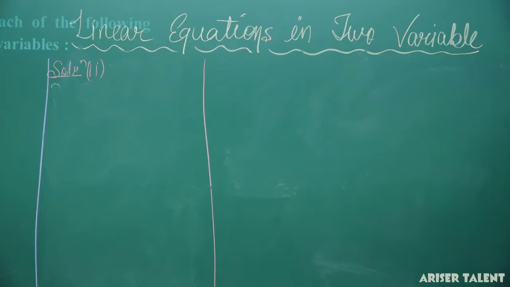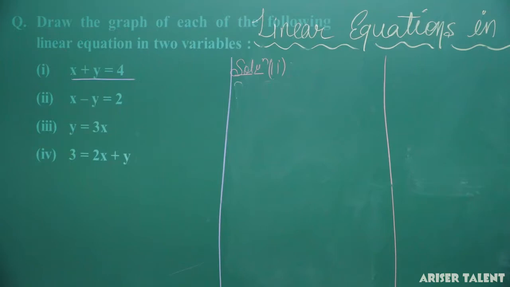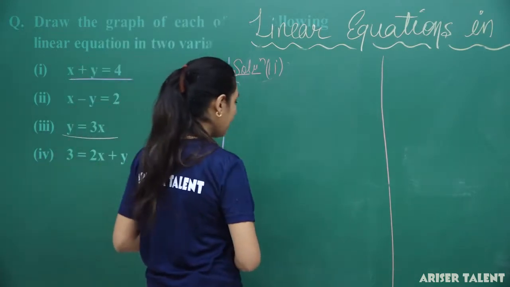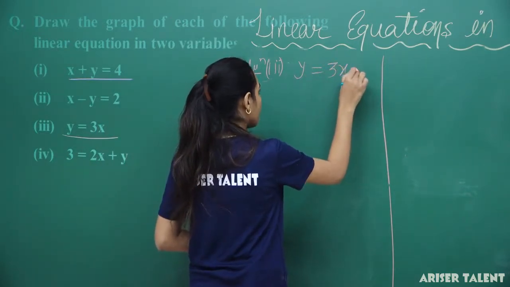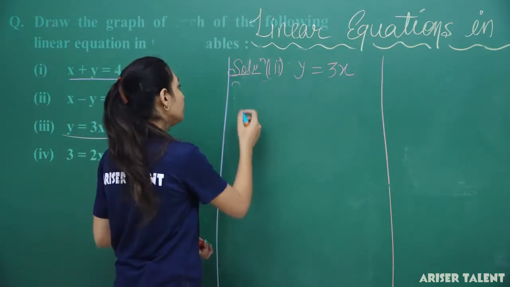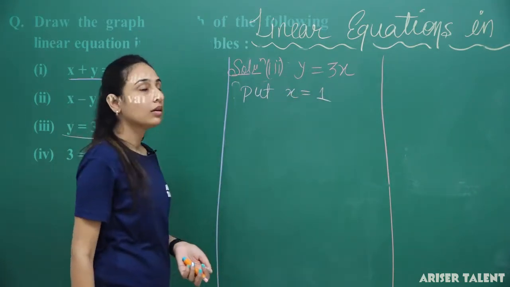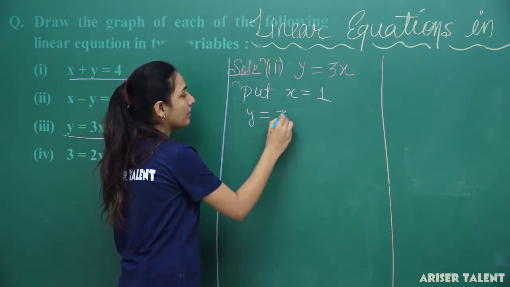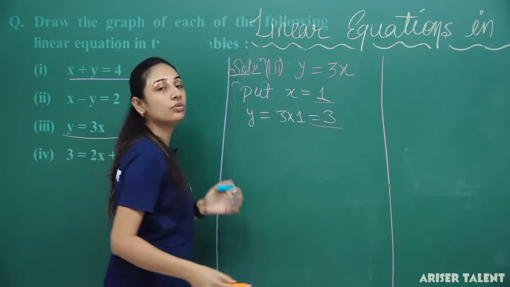Right. So the third one is what? Y equals to 3x. Okay, y equals to 3x it is. Now what I am doing, let's take x equals to 1, let's suppose. So y will be equals to 3 multiplied by 1 equals to 3. Simply, at x equals to 1, I am getting y equals to 3.